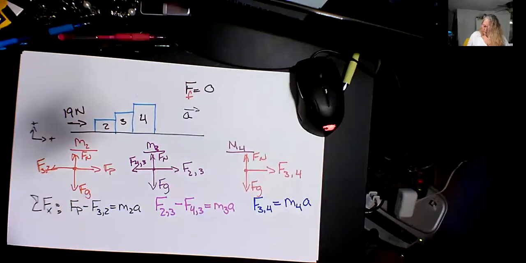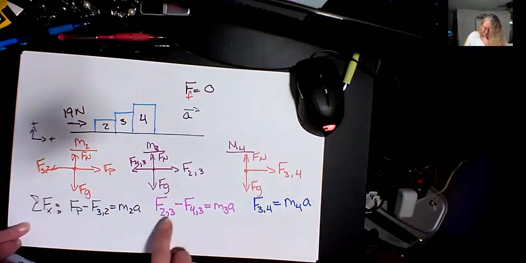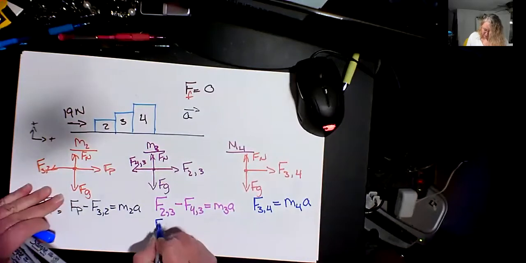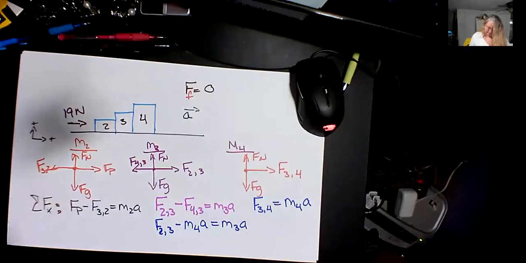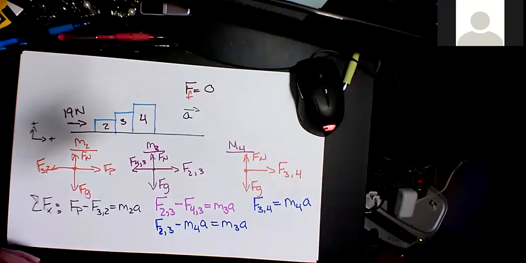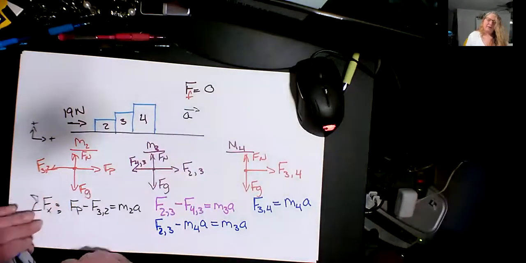Ooh. I look at this and I know the force push. I know the mass of mass 4. I don't know acceleration, but I can make a substitution here. I can go, force 2 on 3 minus mass 4 times acceleration equals mass 3 times acceleration. Oh, so that force of 4 acting on 3 is the same as the force of 3 acting on 4? Yep, that's a third law pair. So however hard 3 pushes on 4, 4 is pushing back on it the same amount.